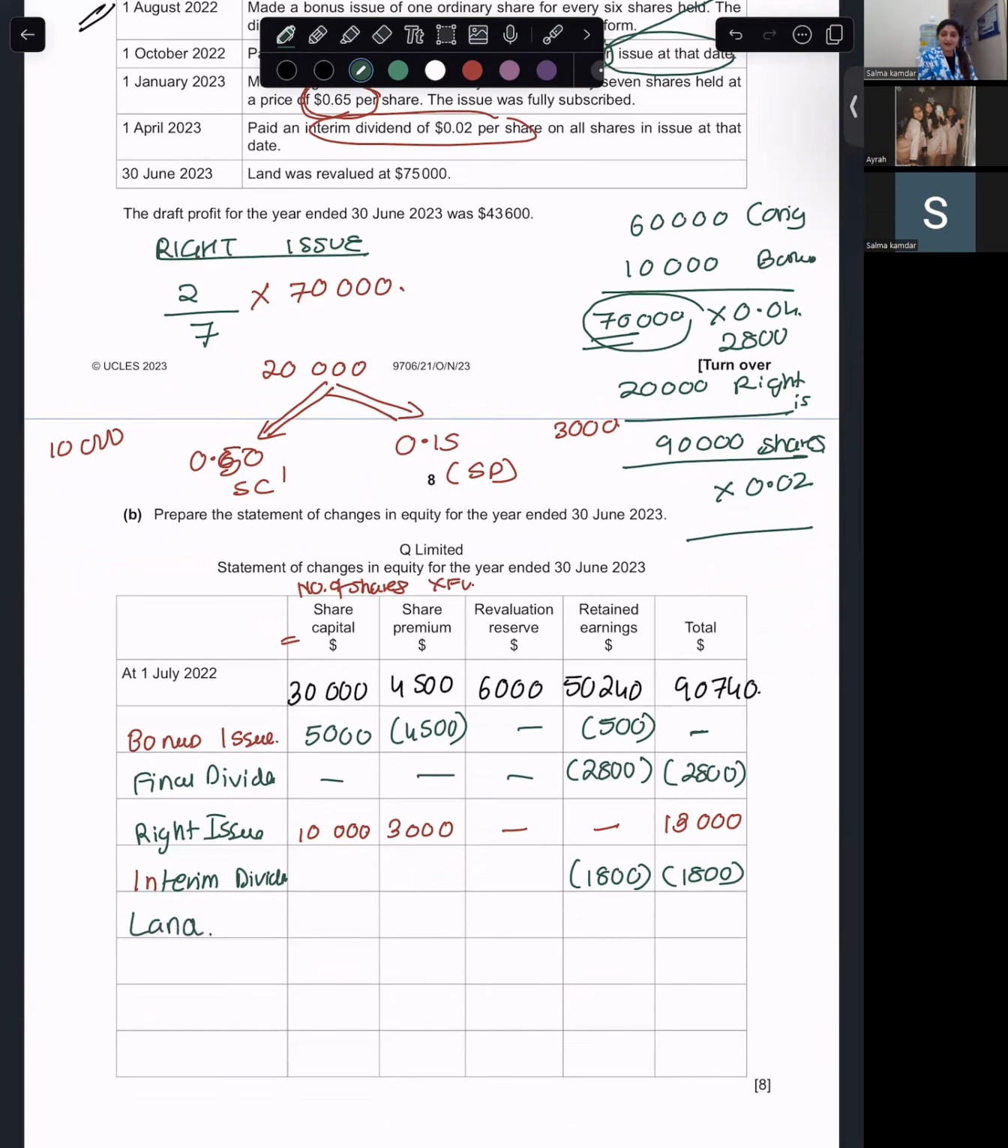Then land was revalued at 86,000, minus 75,000 is 11,000 revaluation. But in your revaluation reserve you have only 6,000. So you will use 6,000 from revaluation reserves, and the balance 5,000 you will use from retained earnings. And the 11,000 will also go away.